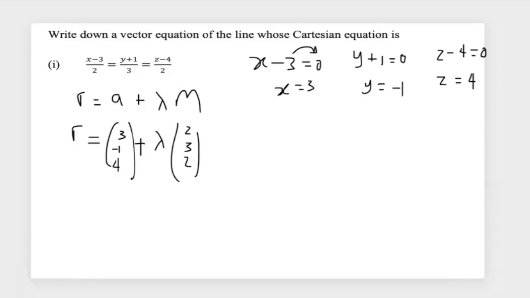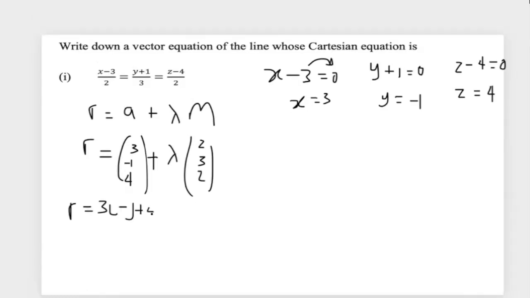And that's a vector equation which we can write in algebraic form. r equals 3i minus j plus 4k. And you have the next part, which is the parallel vector, which is 2i plus 3j plus 2k.